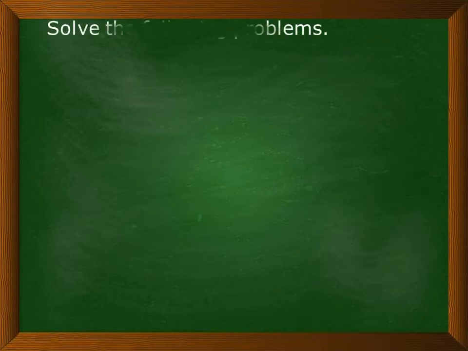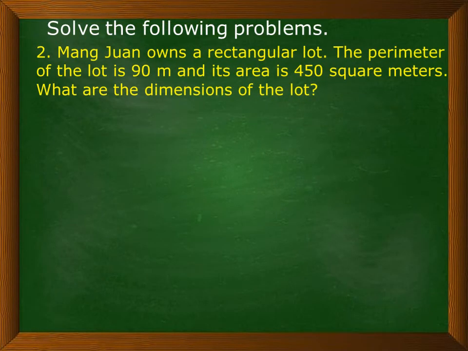Okay, question number 2. Mang Juan owns a rectangular lot. The perimeter of the lot is 90 meters and its area is 450 square meters. What are the dimensions of the lot? So when we say dimensions, we need to solve for the length and the width of the lot.